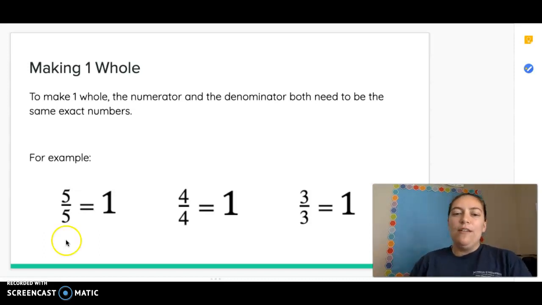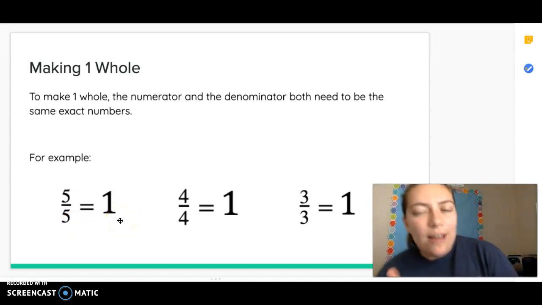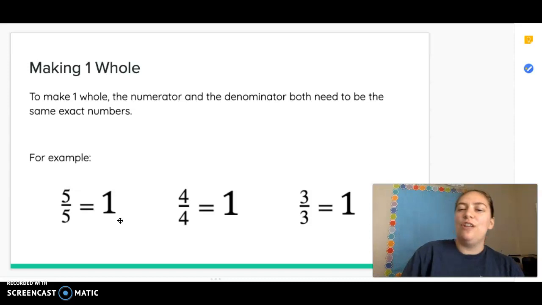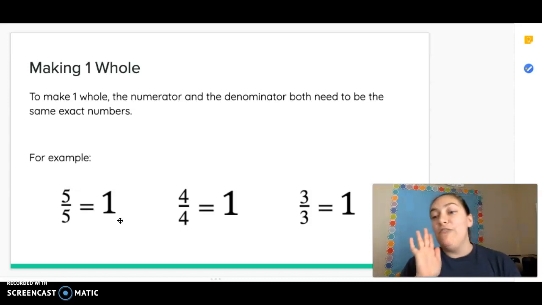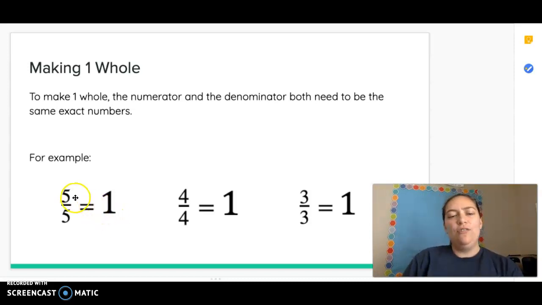For example, 5/5 equals 1. Because, did you know, a fraction bar is actually just another way to say this is a division problem. And did you know 5 divided by 5 is 1? Yep.